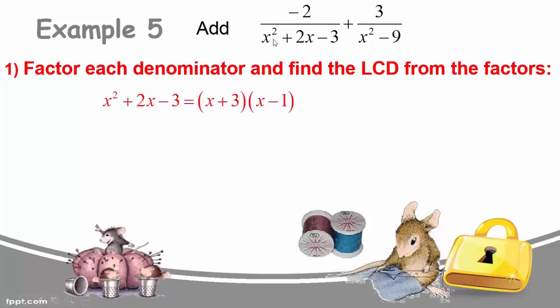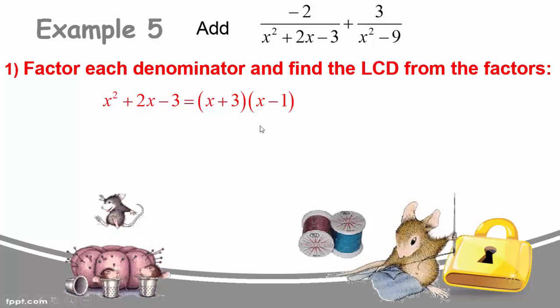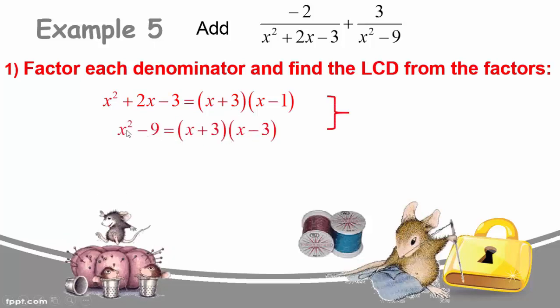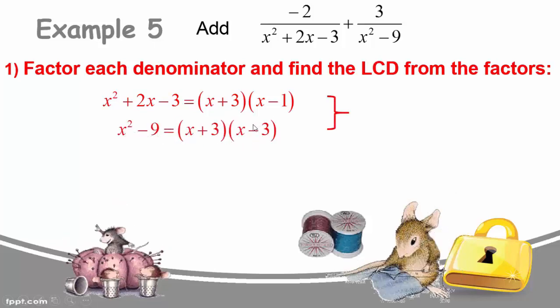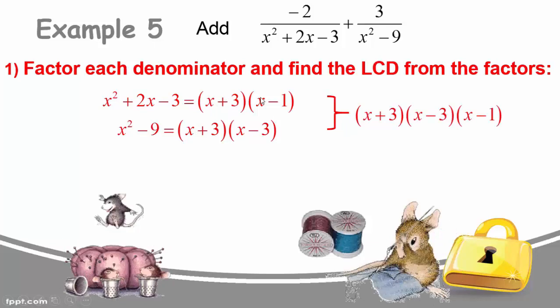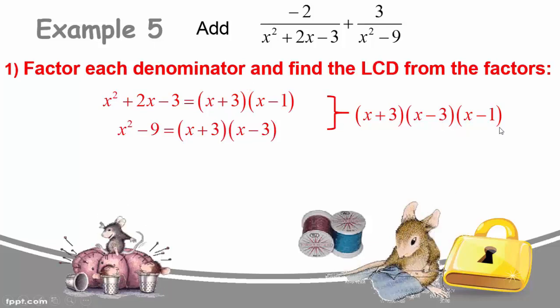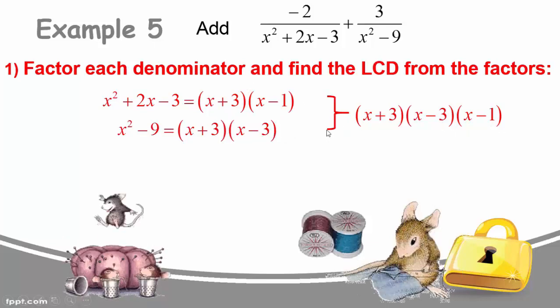So I factor x squared plus 2x minus 3, and here I get x plus 3 times x minus 1. Then I factor x squared minus 9, which is the difference of two squares. I see they each have x plus 3 to the first power, that's the highest power, there's only one x minus 3, and then there's the x minus 1. So this is our lowest common denominator.